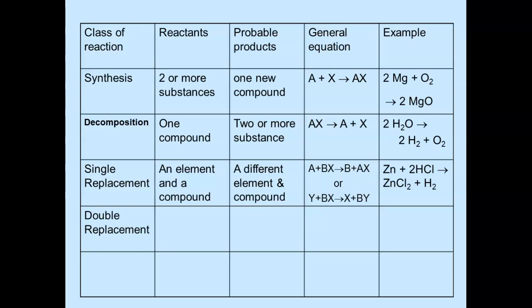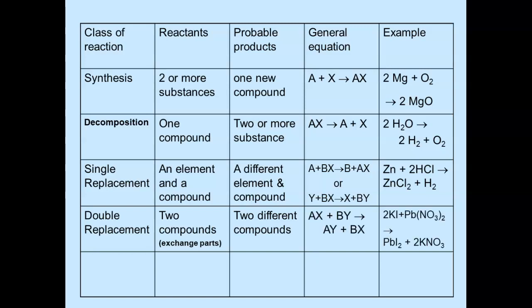Okay, now that double replacement reaction, you're going to have 2 compounds that exchange their parts. So you get 2 different compounds. Right, so when you do this, it looks like this. So AX plus BY yields AY plus BX. And then that's the general equation. That's the general equation. And let's look at what's happening.